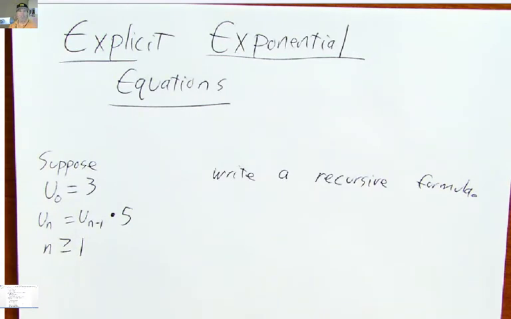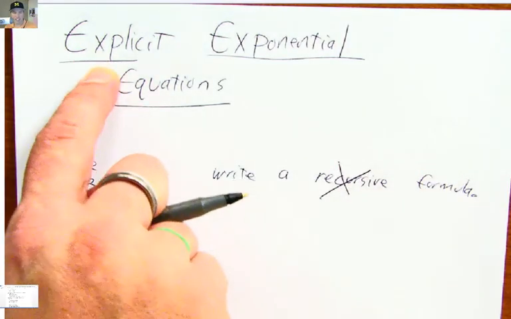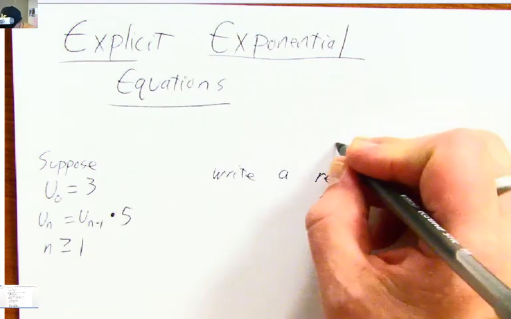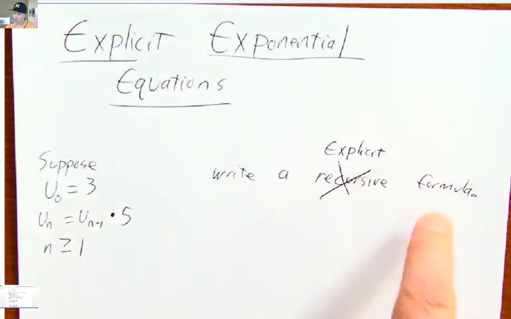But what if you want to find that 50th term, but you don't want to have to keep going enter, enter, enter with your calculator 50 times? You just want to plug 50 into the equation and get an answer. That would not be a recursive formula, that would be an explicit formula. That's a typo, I should have written explicit. So let's write an explicit formula for this situation.